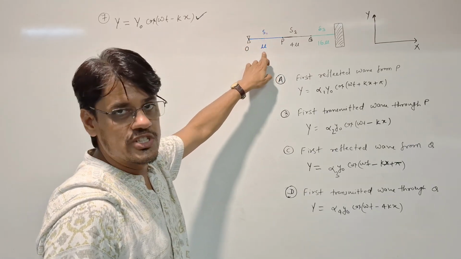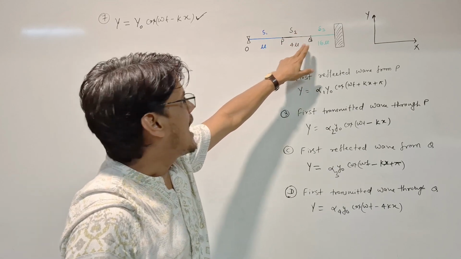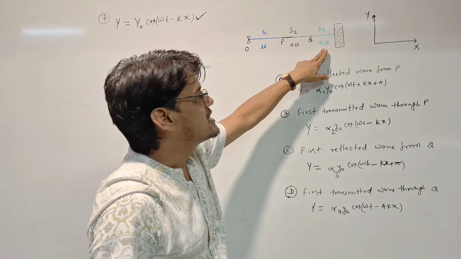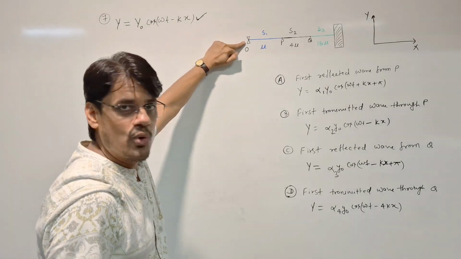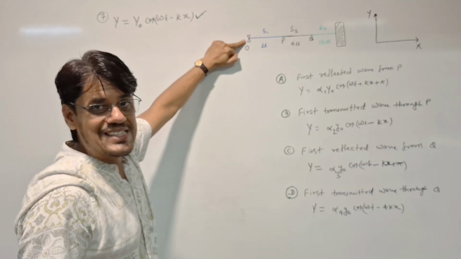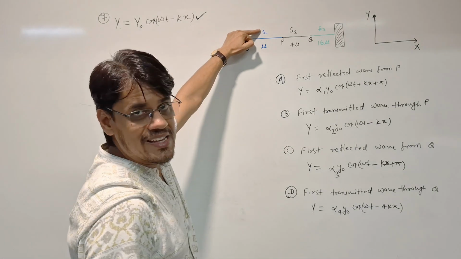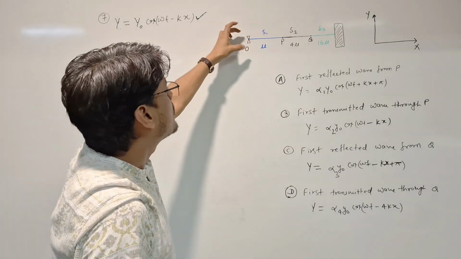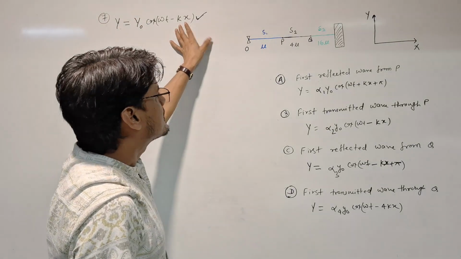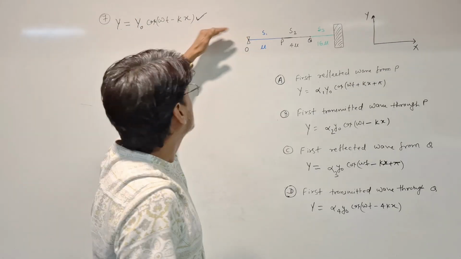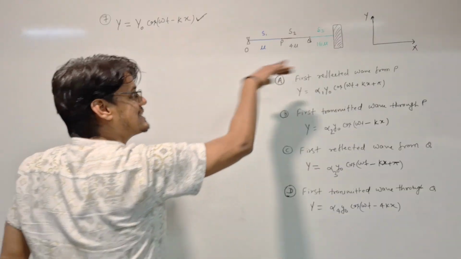S1 linear mass density is mu, S2 linear mass density is 4 mu and S3 linear mass density is 16 mu. At this point O, a wave generator is attached to one end of S1 and it will produce the wave. The wave equation is given here. Then the equation of wave in S1 is given in this direction.